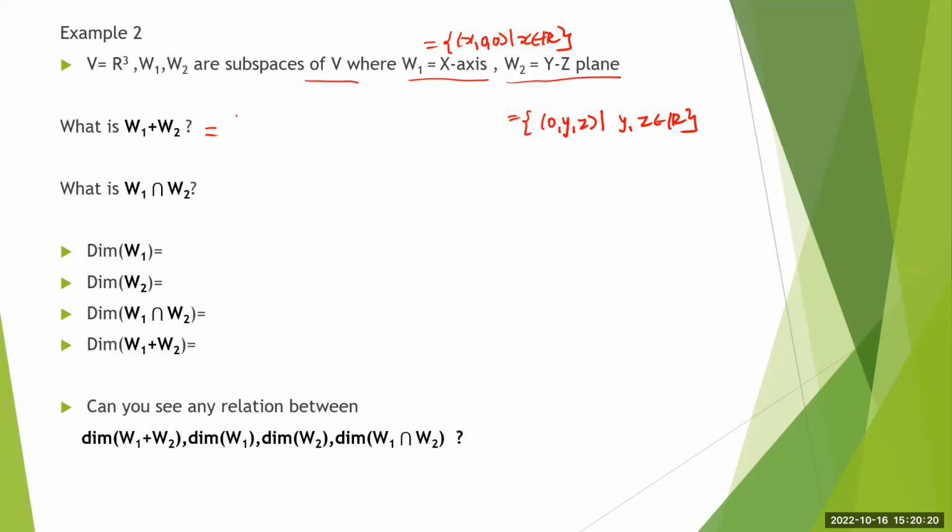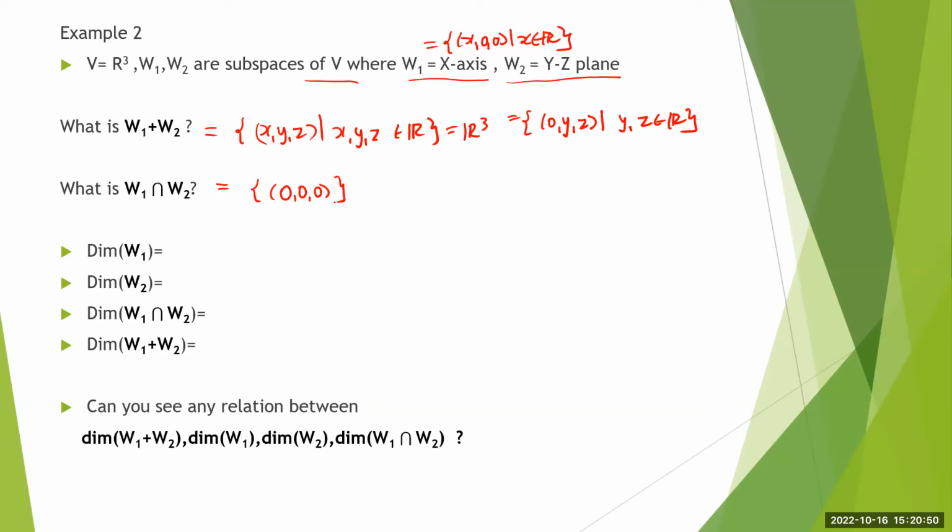R3. Yes. W1 plus W2 will be x, y, z, such that x, y, z belong to R. So this is my vector space V itself, which is R3, right? Now W1 intersection W2, that is the intersection of the x-axis and the yz plane. So the intersection of the x-axis and the yz plane will be my theta.